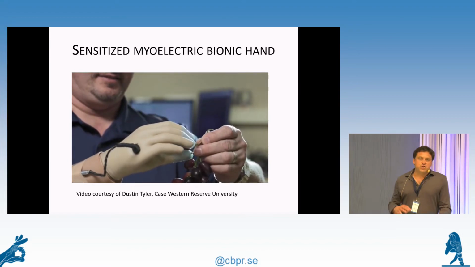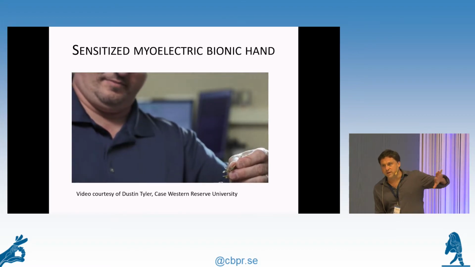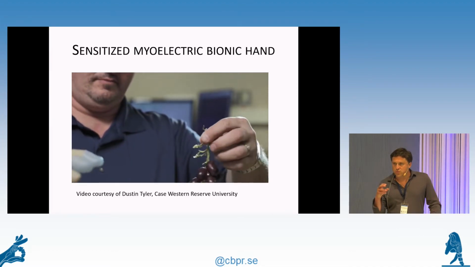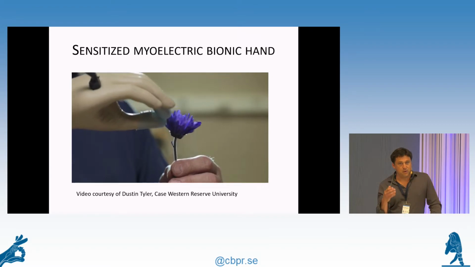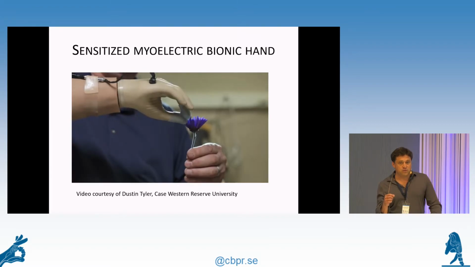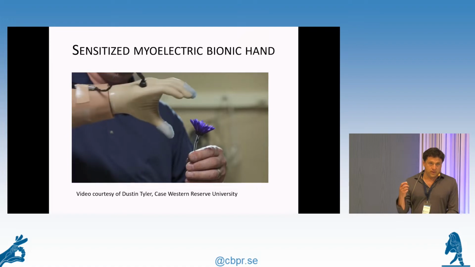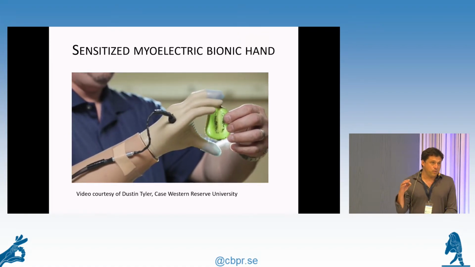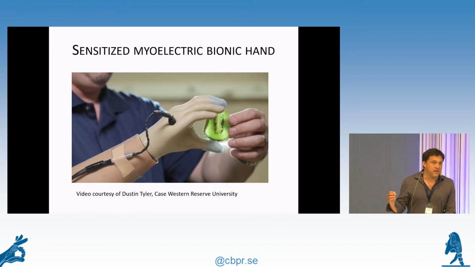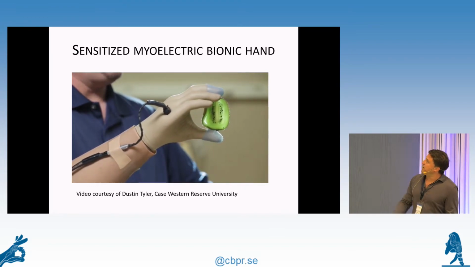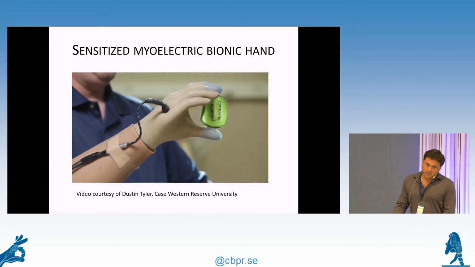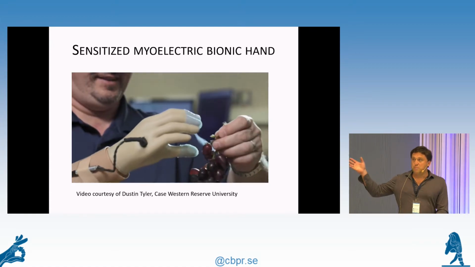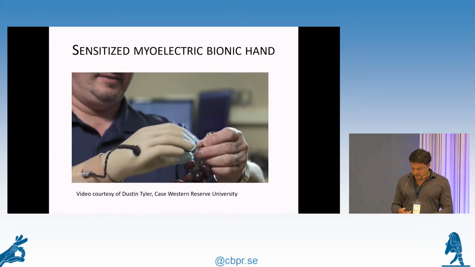So, it's been shown, and this is all kind of old news now, that if you introduce somatosensory feedback or tactile feedback through electrical stimulation, in this case of the nerve, for a myoelectrically controlled prosthesis, you can vastly improve the dexterity of these limbs. Your ability to do things improves. For example, this is a movie by my colleague Dustin Tyler at Case Western. None of these things that this subject is doing could be done without these tactile signals.